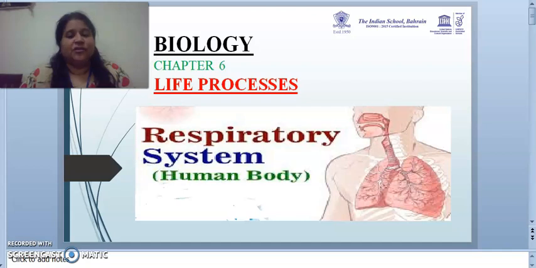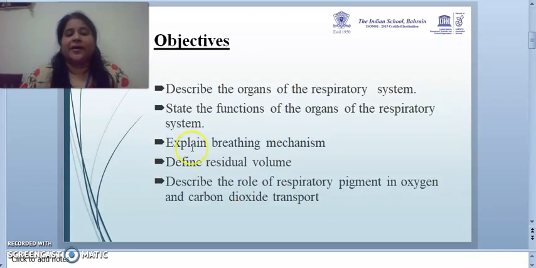In the previous lecture, you studied about respiration and the different types of respiration, namely aerobic respiration and anaerobic respiration. So what are we going to learn in today's session? We'll be focusing more on the human respiratory system. Besides that, we'll also look at the breathing mechanism, be able to define residual volume, and be able to describe the role of the respiratory pigment in transporting oxygen and carbon dioxide through our body.